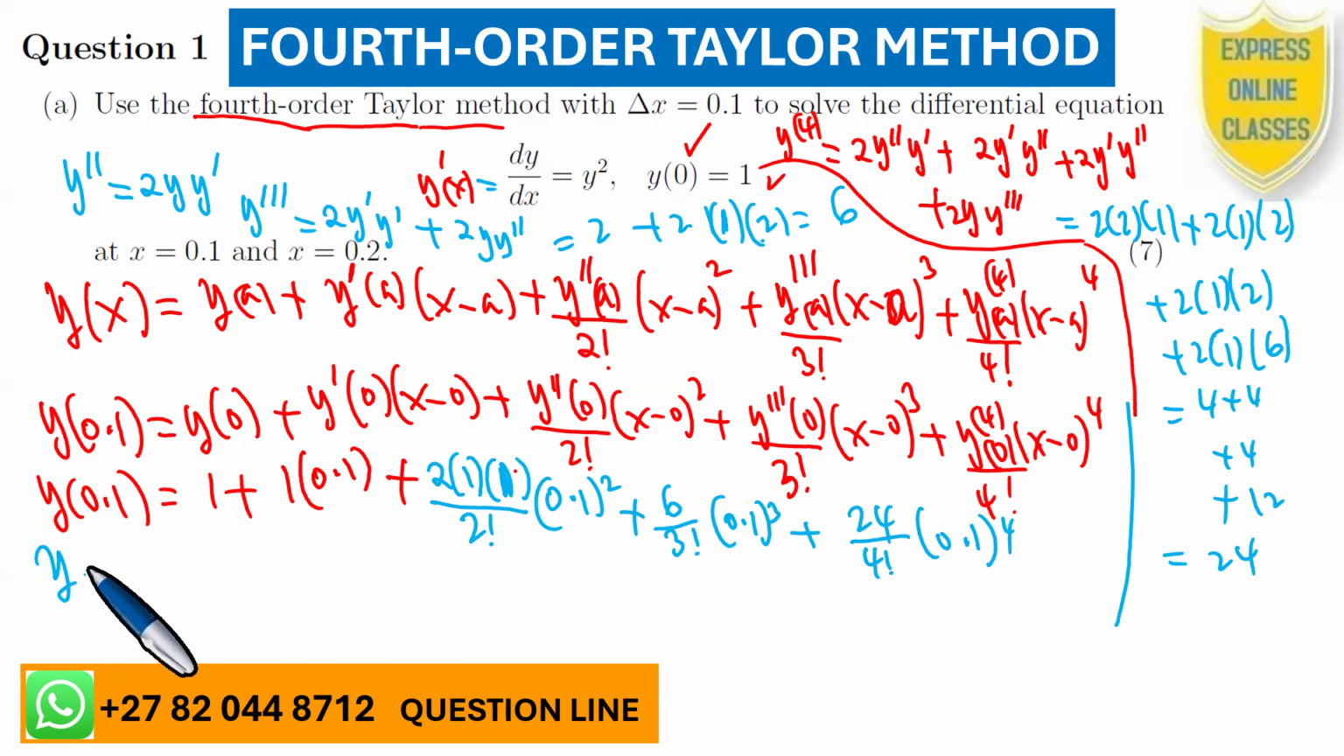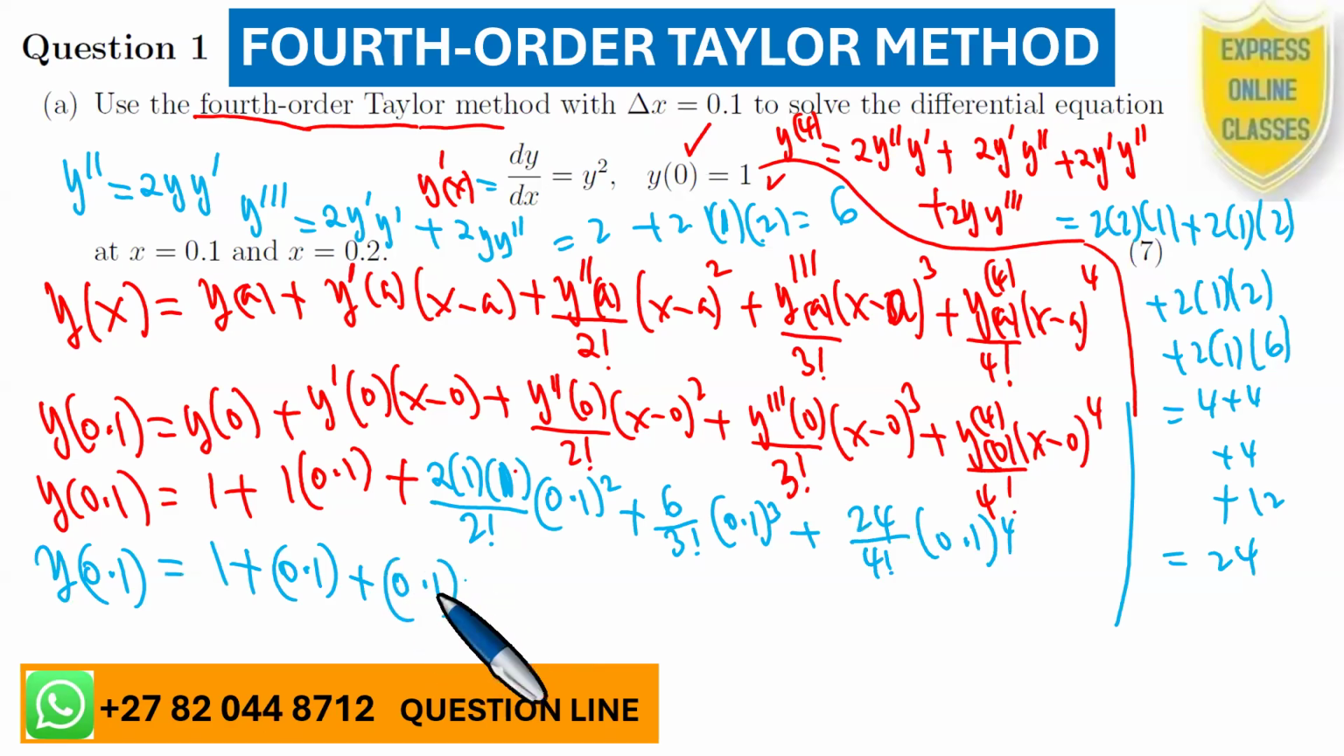So which means that y at 0.1 is 1 plus 0.1. So the 2 divides, which is 0.1, you square. 3 factorial is the same as 6, giving us 0.1 cubed. 4 factorial is the same as 24, which is 0.1 to the 4th power.